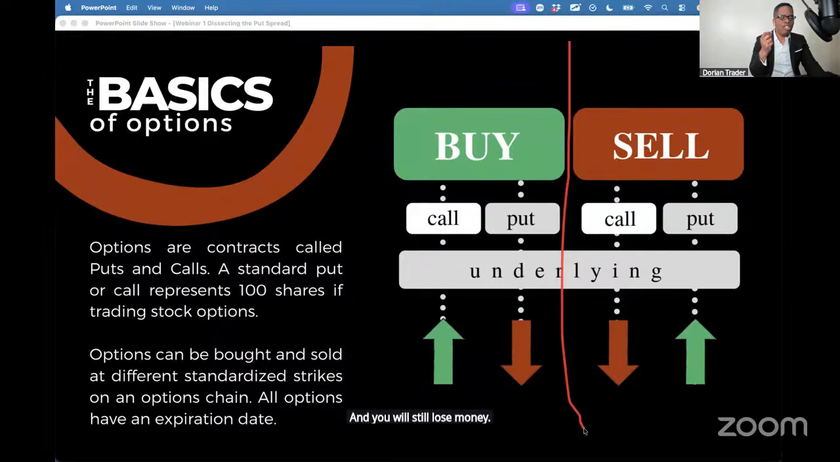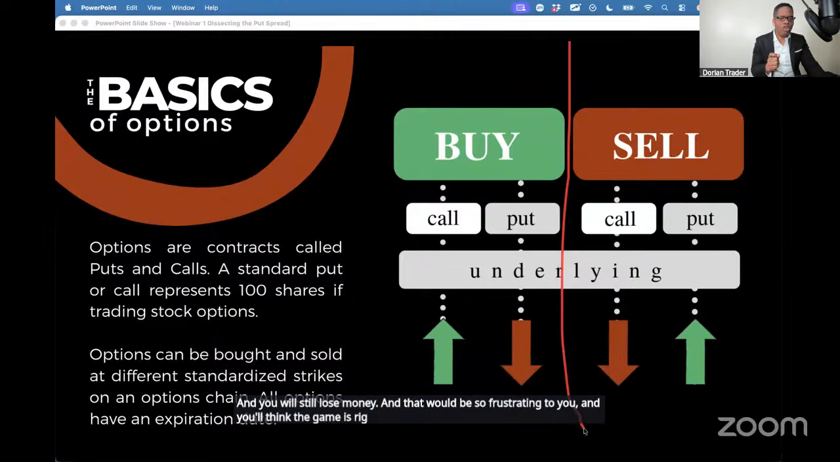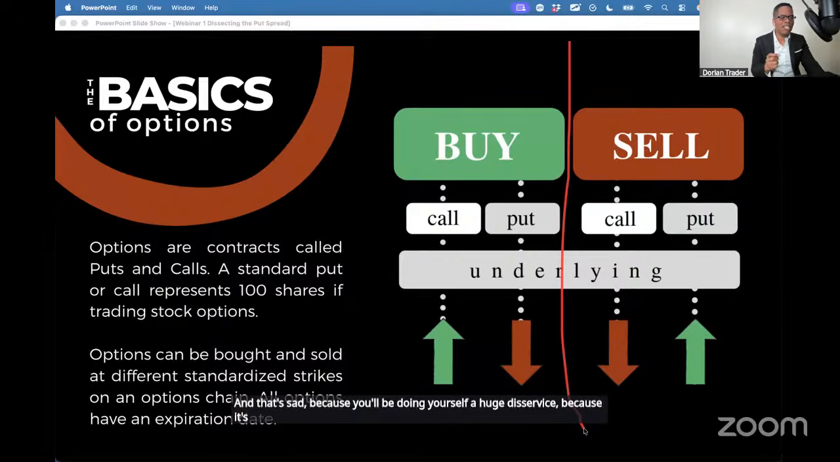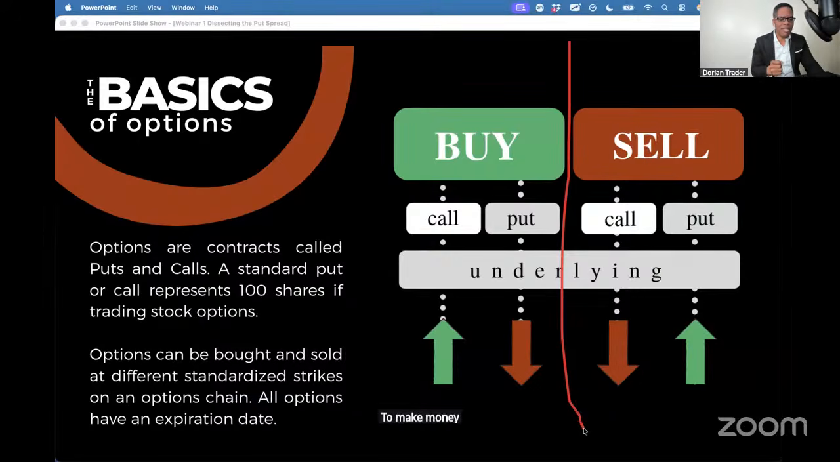And that would be so frustrating to you, and you'll think the game is rigged and you'll go away from options. You'll go away from the markets perhaps. And that's sad because you'll be doing yourself a huge disservice, because it's nothing like options. There's nothing out there, in my opinion, to make money like options. You can make a ton of money trading options, but you have to understand what's happening when you're the buyer and what's happening when you're the seller.